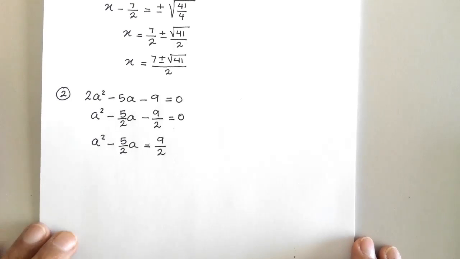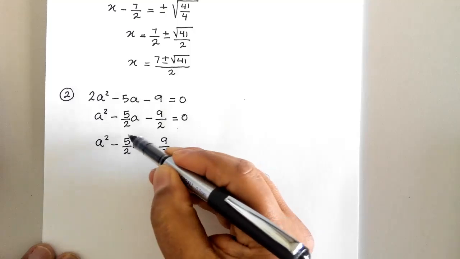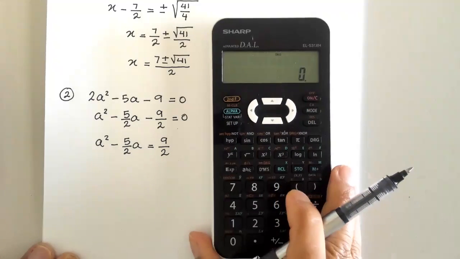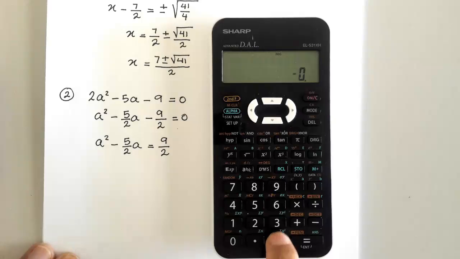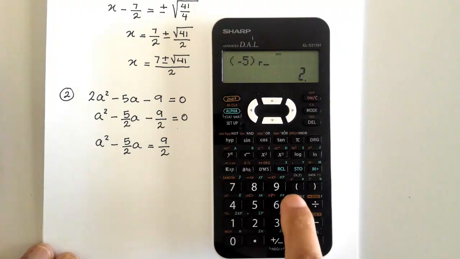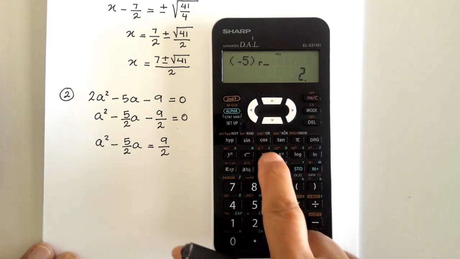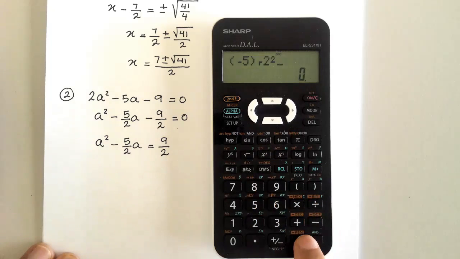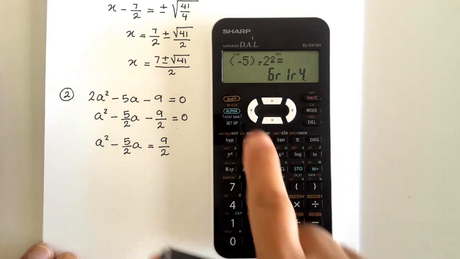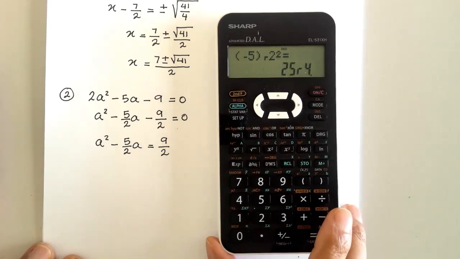And then we're going to do what we did before. We still need to divide this by 2. So we do negative 5 over 2, and then we square that. The answer is going to be 6 and 1 over 4, which is 25 over 4.